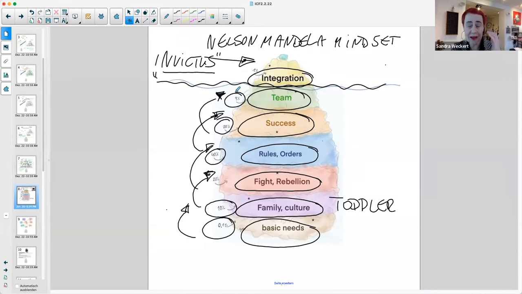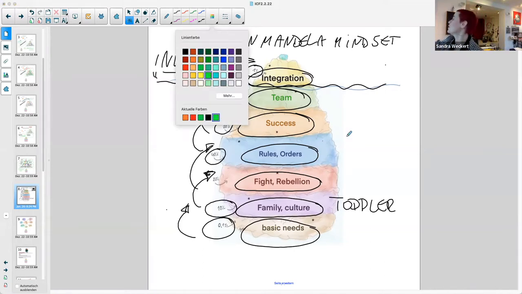Very highly developed level already, if you have your center of gravity there. And after that, only 1% of adults, one example is Nelson Mandela, have their center of gravity on the yellow level. And this is very fascinating, because if you're there, you understand and can feel the whole iceberg.